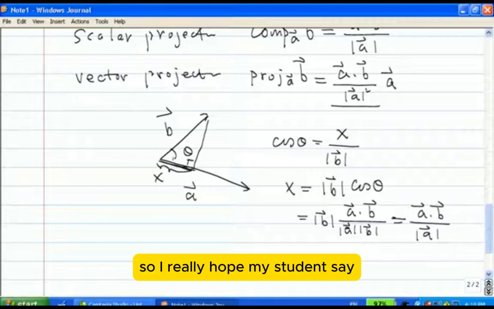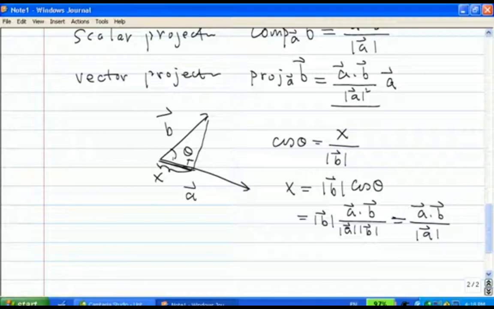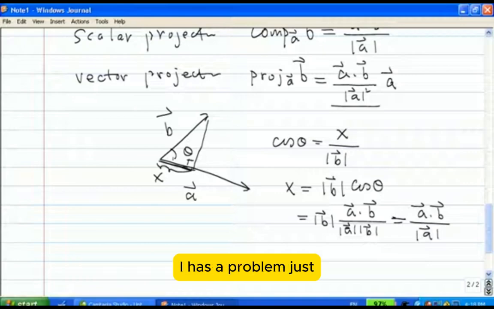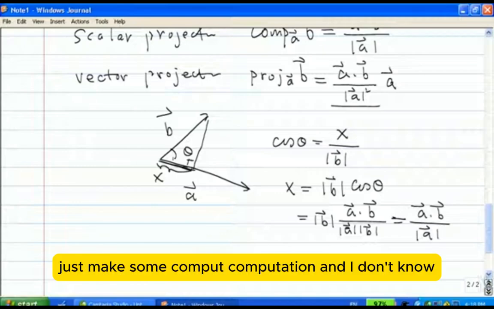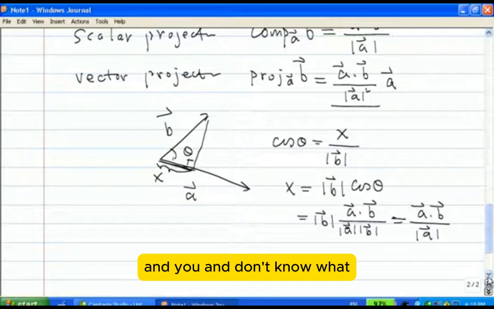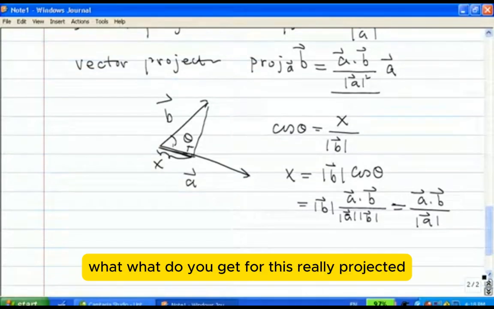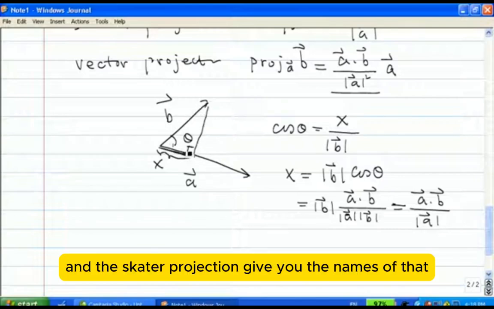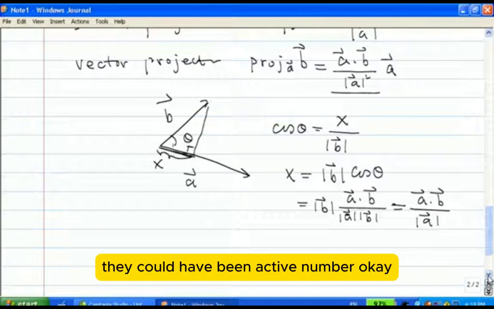So I really hope my students, when asked to find the scalar projection of b on a, don't just give me a number. I don't want you to just plug in and make some computation without knowing what you get. This really projects your b on a, and the scalar projection gives you the length of that. It could be a negative number.